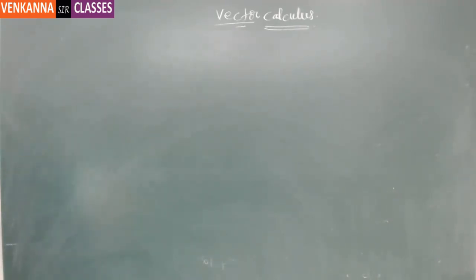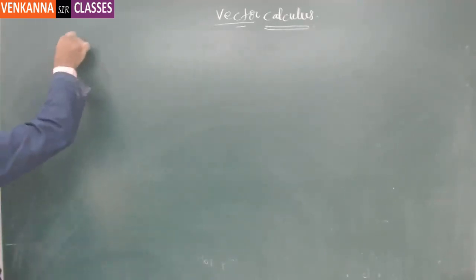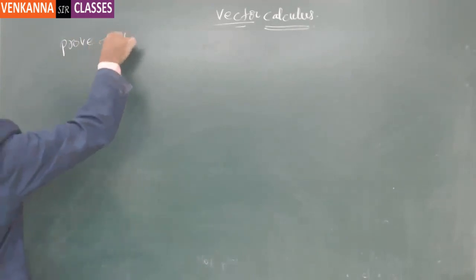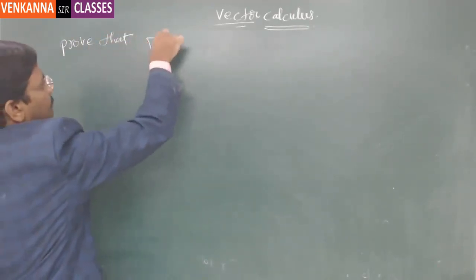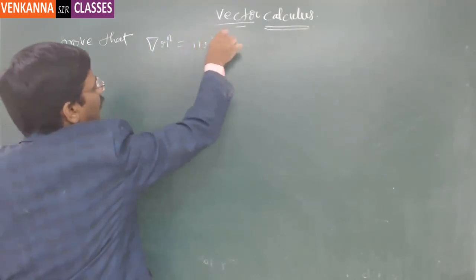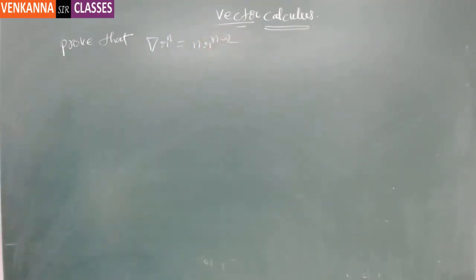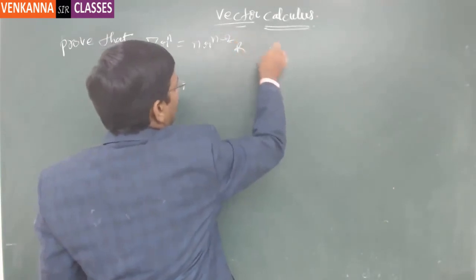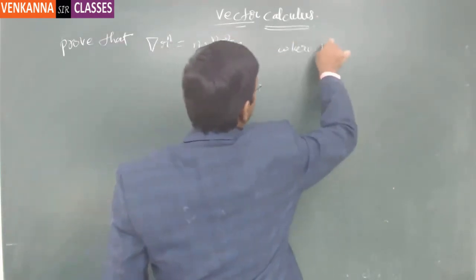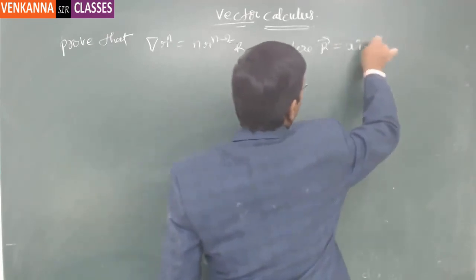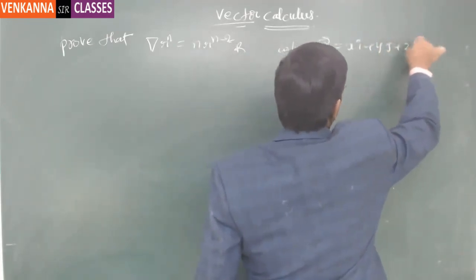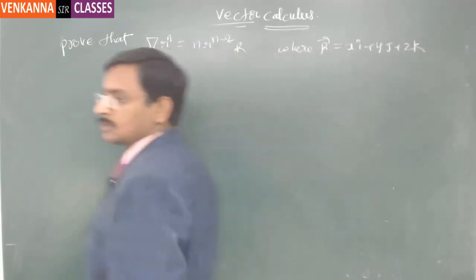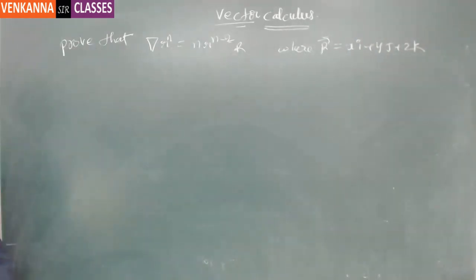Note down a problem. Prove that del r power n is equal to n into r power n minus 2 capital R, where capital R is equal to xi plus yj plus zk. So that is the position vector of the point x comma y comma z.